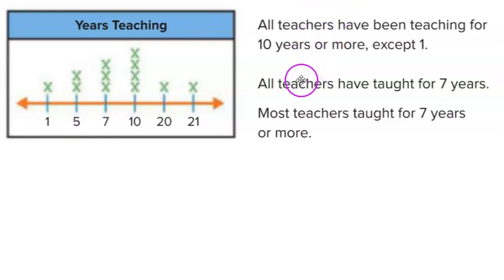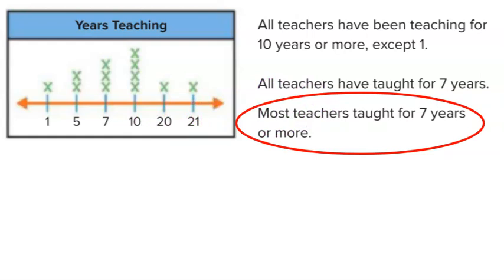All teachers have taught for 7 years. No, only 3 people have taught for 7 years. That's not true. Most teachers have taught for 7 years or more. That's true, because this would be 3, 7, 8, 9. So 9 out of the 12 people have taught for 7 or more years. That would be considered most. So that would be the statement that is the most true.